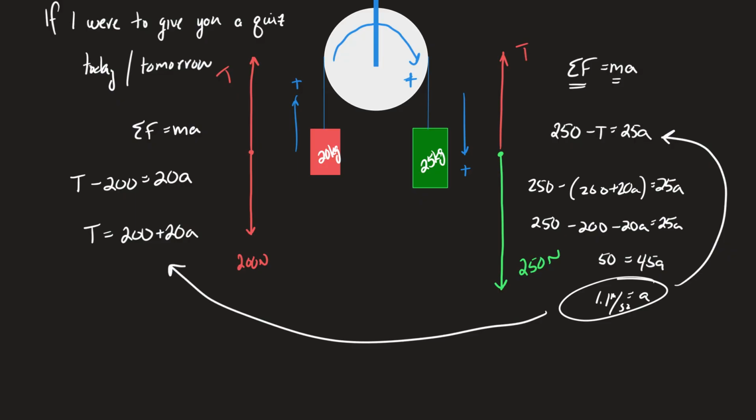Because unfortunately for you, on the test tomorrow, you won't be given the answers ahead of time. So if you work this out and you get different answers, you know you made some algebra mistakes, probably. You probably got a sign wrong somewhere, something like that. But this is T equals 200 plus 20 times 1.1. This is where you get your 222 newtons.